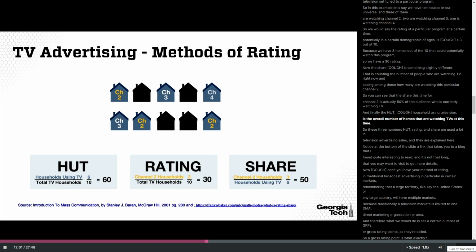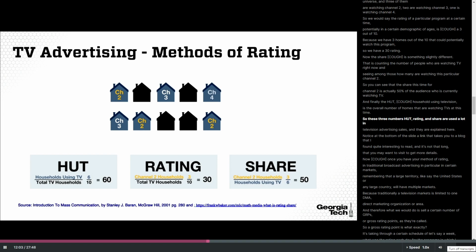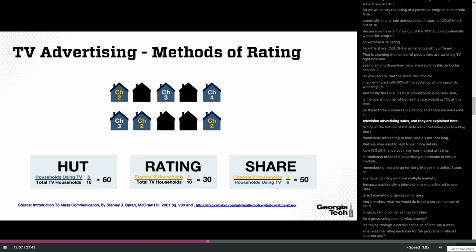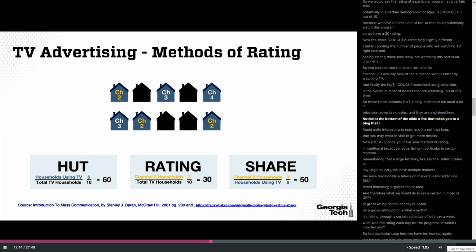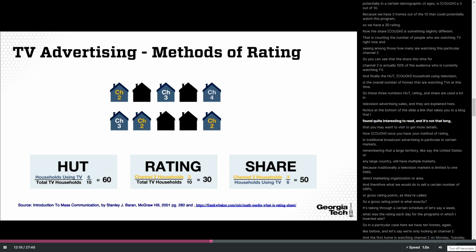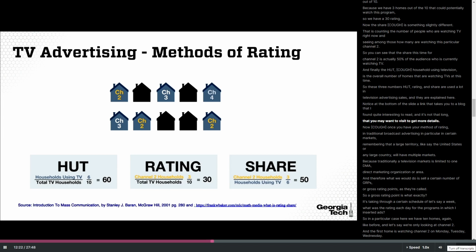So these 3 numbers, HUT, rating, and share, are used a lot in television advertising sales, and they are explained here. Notice at the bottom of the slide a link that takes you to a blog that I found quite interesting to read, and it's not that long, that you may want to visit to get more details.